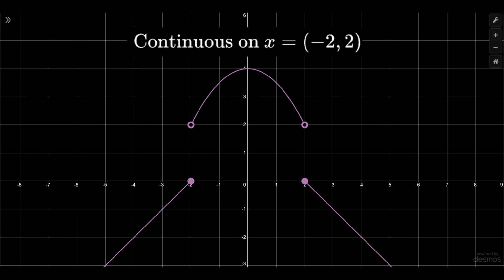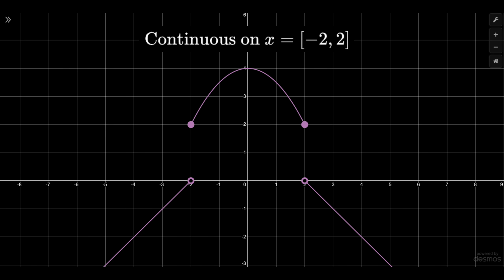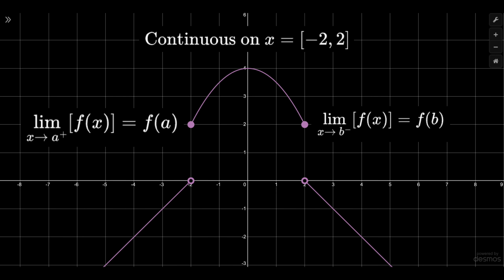There are also such things as continuity on an open interval and a closed interval. This is an open interval continuity, where the value of the function equals the limit for all values in the interval, excluding the ends. This is a closed interval continuity, where the ends are also included. To go from an open interval to a closed interval, you need to show that the right-hand limit as x approaches a equals f of a, and that the left-hand limit as x approaches b equals f of b. That's about it for continuity.